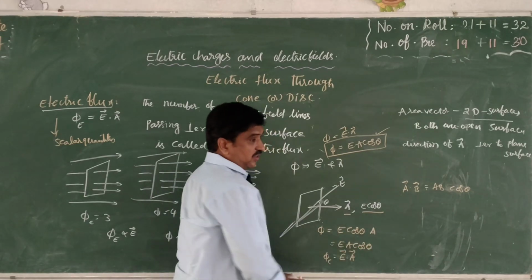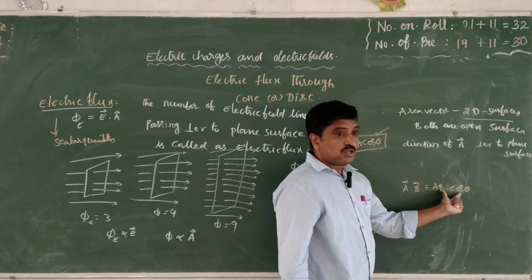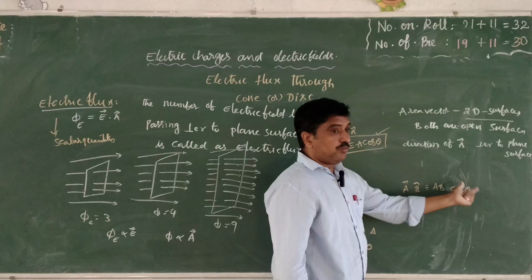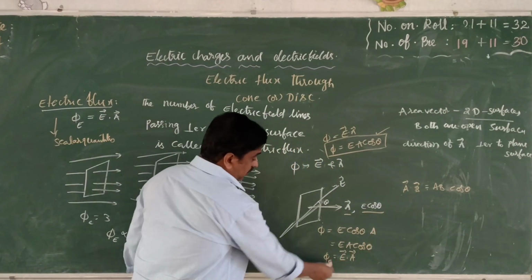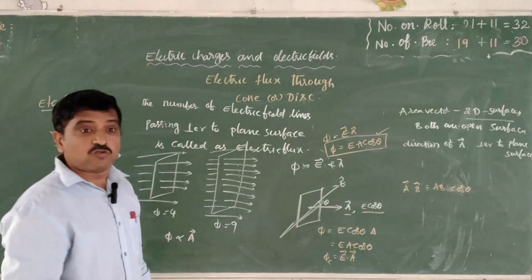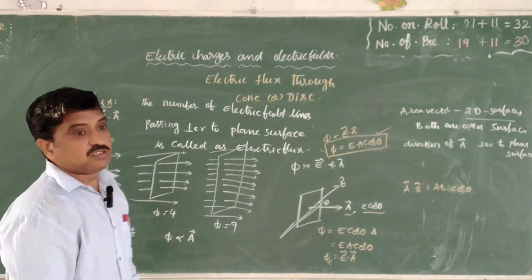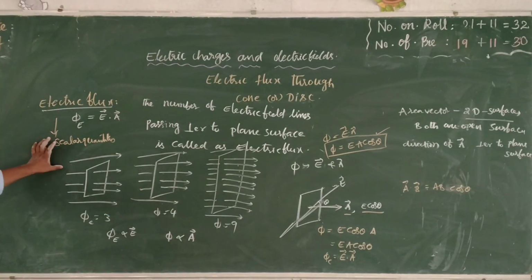EA cos theta means, for example, the dot product of two vectors is a scalar product: A dot B equals AB cos theta. Here EA cos theta, we can write E dot A, and the resultant is flux. So flux is a scalar quantity. Electric flux is a scalar quantity.